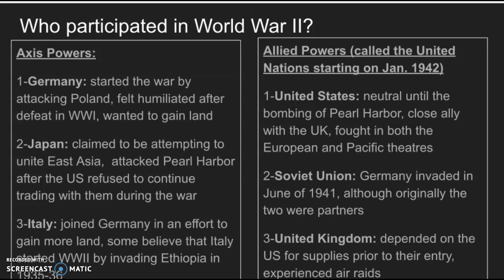They attacked Pearl Harbor after the U.S. refused to continue trading with them during the war. And Italy joined Germany in an effort to gain more land as well, for the same kind of reasons that Germany said they needed more land.